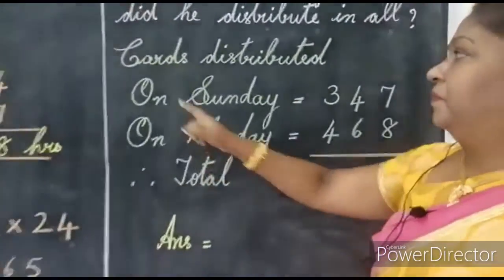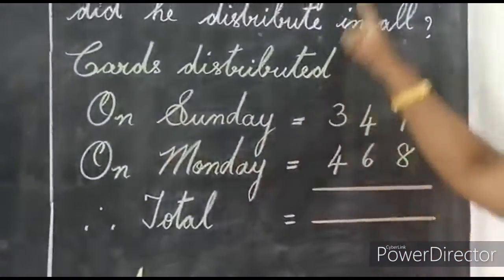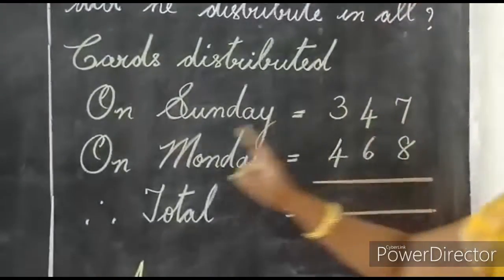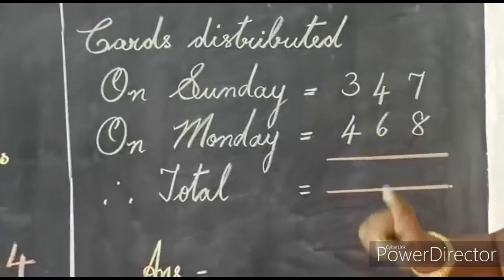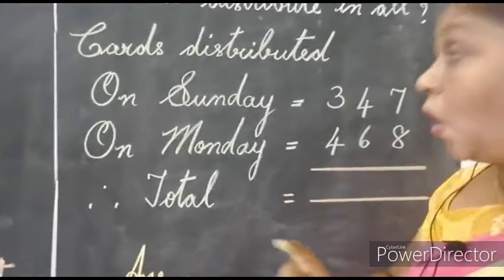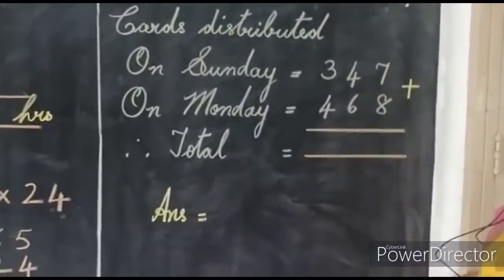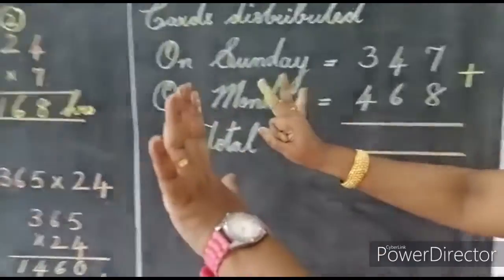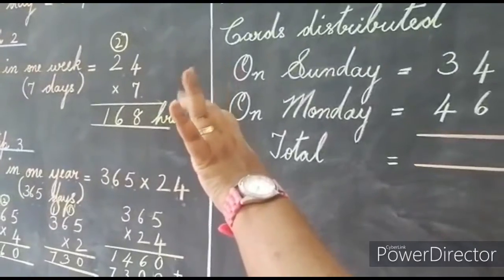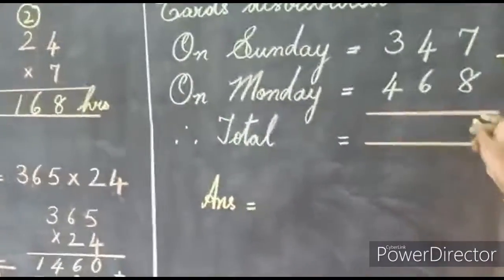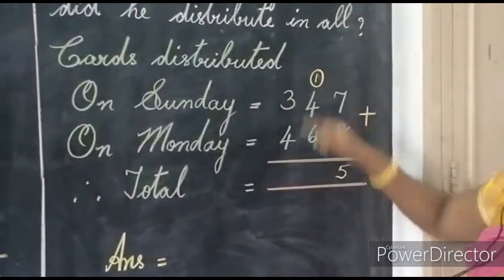Now let's write the statement. Cards distributed on Sunday is equal to 347. On Monday is equal to 468. Therefore, total cards totally distributed in all. Very good. Addition. Put the sign. 7 in the mind. Take 8 fingers. After 7, 8, 9, 10, 11, 12, 13, 14, 15. 5 and carry over 1. 4 plus 1 is 5.